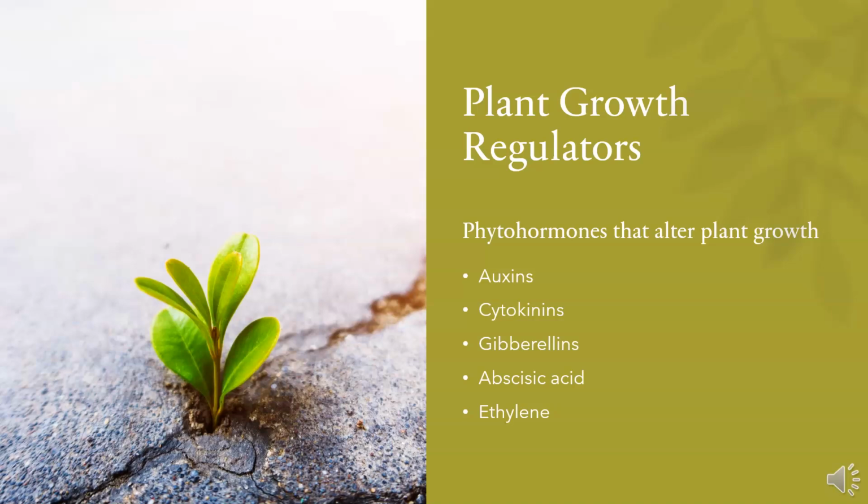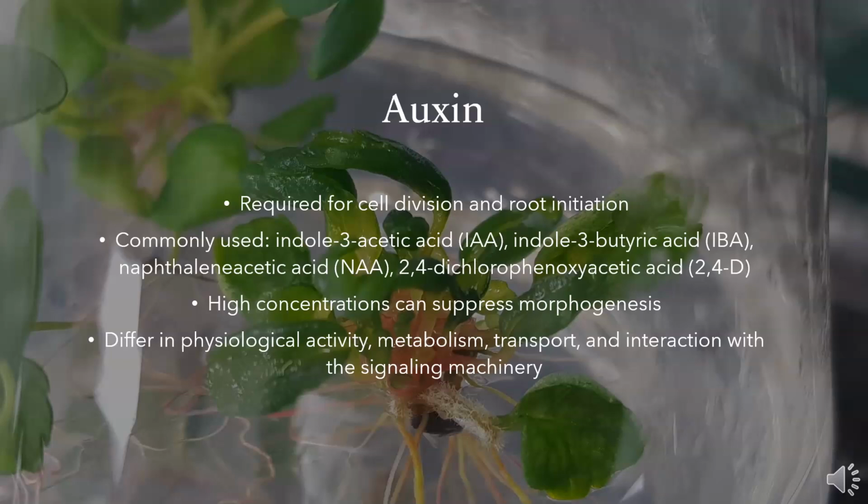In general, auxins promote cell enlargement and root initiation, while cytokinins promote cell division and shoot initiation. An auxin is required by most plant cells for division and root initiation. Auxins commonly used in plant tissue culture media include IAA, indole 3-acetic acid, IBA, indole 3-butyric acid, NAA, naphthalene acetic acid, and 2,4-D, 2,4-dichlorophenoxyacetic acid. The auxin 2,4-D is widely used for callus induction, while IAA, IBA, and NAA are used for root induction. However, at high concentrations, auxins can suppress morphogenesis.